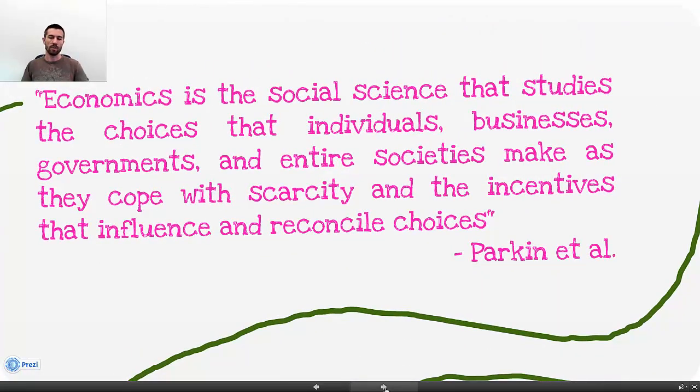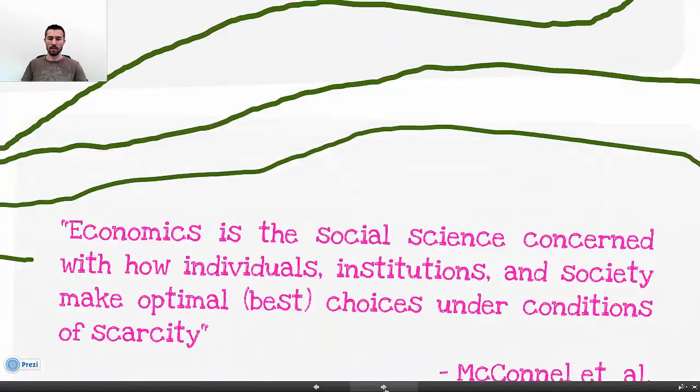We've got one definition from our Parkin textbook, which says economics is the social science that studies the choices that individuals, businesses, governments, and entire societies make as they cope with scarcity and the incentives that influence and reconcile those choices. It's a little bit heavy. I don't really like it. Let's look at another one.